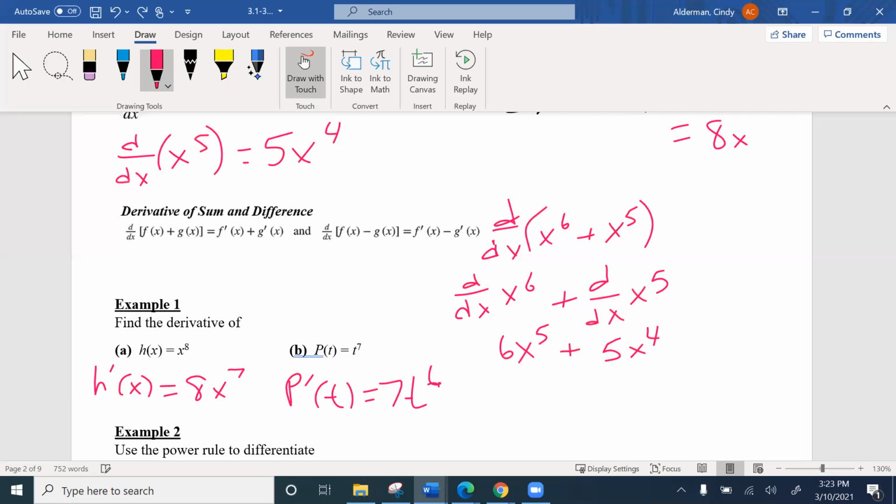Let's make this kind of legible for you guys. All right, I'm actually getting better at writing up here with my finger. In a pinch, right?